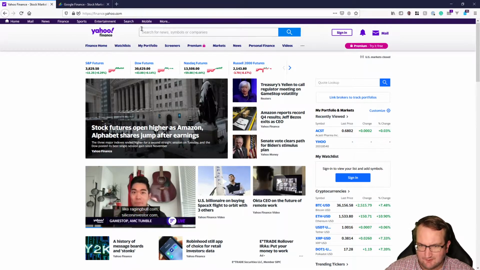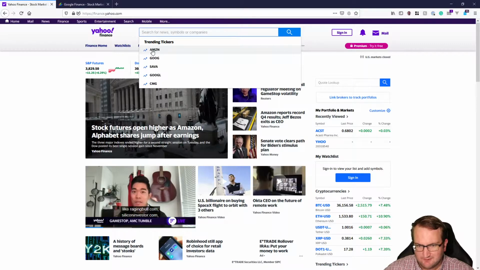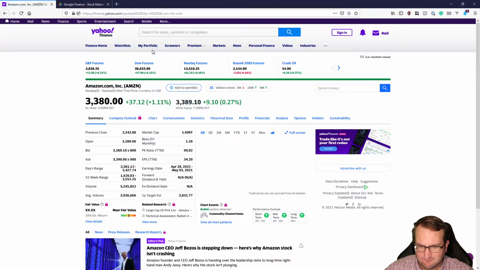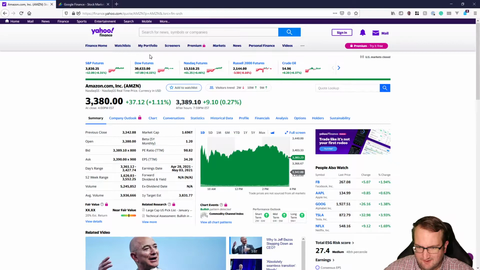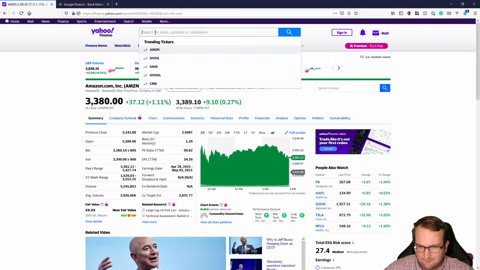So we're going to pick on Amazon, as it's one of the trending topics of the day, and Amazon had their earnings announcement today. So up here, we can click and type in a ticker. AMZN is the Amazon ticker.